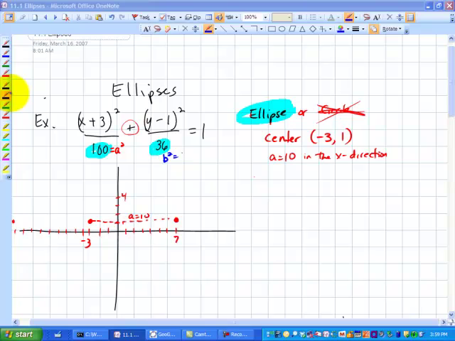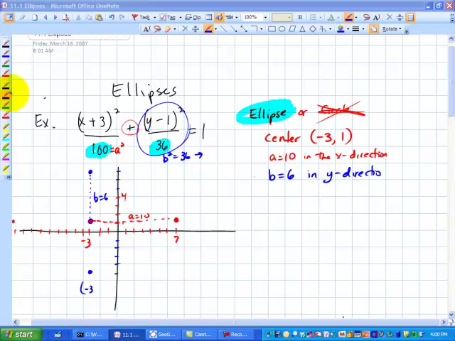b squared is equal to 36, which means that b is equal to 6. And that, because it's underneath the y term, means it's in the y direction, up and down. So I'm going to count up. This was my center point right here. I'm going to count up 6 units. 6 units this way. And then 6 units down. So that should put me down here at 5.